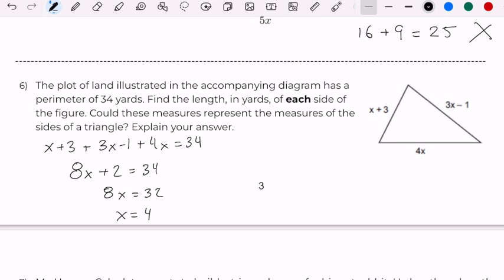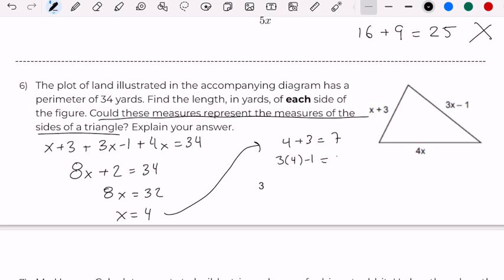Now, again, because they are asking me if these sides could be the measure of a triangle, I need to plug them in. So I have to do 4 plus 3 equals 7. 3 times 4 minus 1, that is 11, and 4 times 4, that is 16. And these indeed are the sides of a triangle, no? Because you can do 7 plus 11 bigger than 16, 7 plus 16 bigger than 11, 11 plus 16 bigger than 7. So yes, it is a triangle.